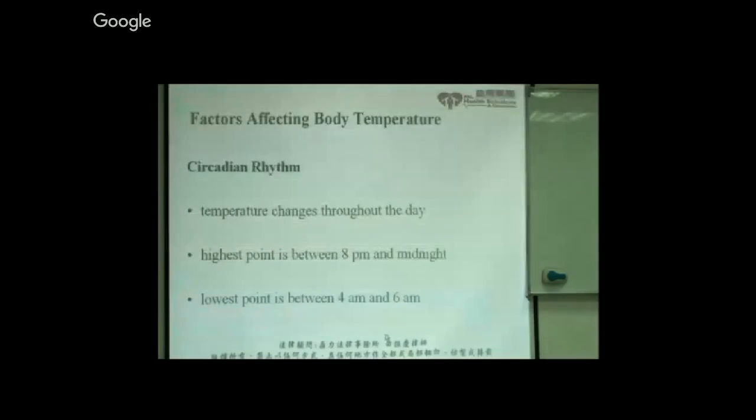So remember, temperature changes throughout the day in your body. The highest temperature, when can you get it? Between 8 p.m. and midnight. So when you get your temperature between 8 p.m. and midnight, it's high. If you compare it with between 4 a.m. and 6 a.m., which is the lowest body temperature, that is normal because of your circadian rhythm.